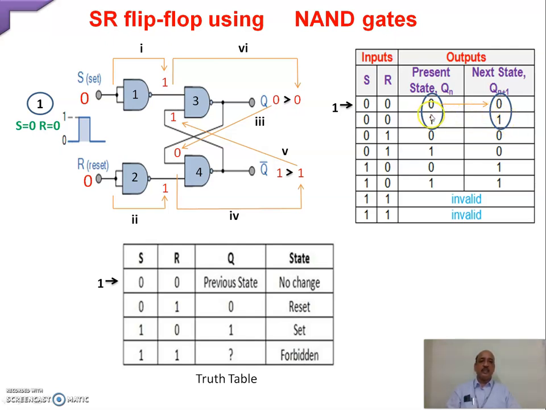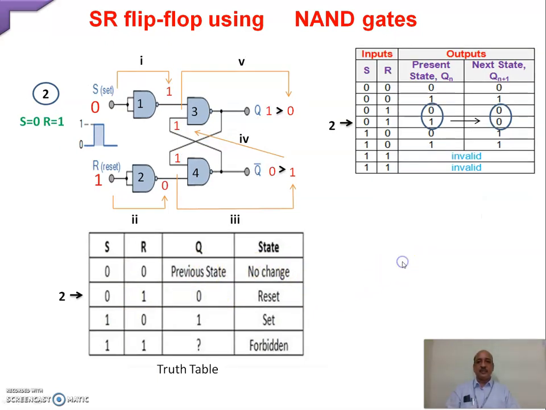Therefore we say that it is a no change state that we can see in this truth table, where S is equal to 0, R is equal to 0, the previous state will remain as it is, therefore it is called no change. The next one, we will see the second possibility, that is when S is equal to 0, R is equal to 1.